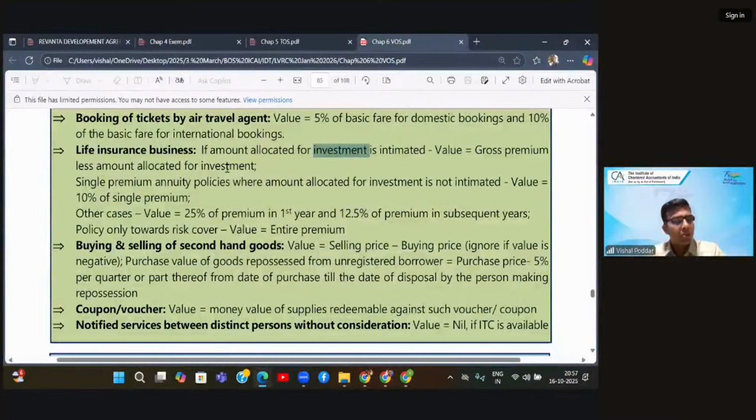However, many times this amount is not intimated, then you have to assume what? If it is a single premium policy, you have to assume taxable value is 10% of the single premium. If it is a multiple every year premium you have to pay, then for first year you have to assume 25% of premium is the taxable value, and for all subsequent years you have to assume 12.5% is the taxable value.